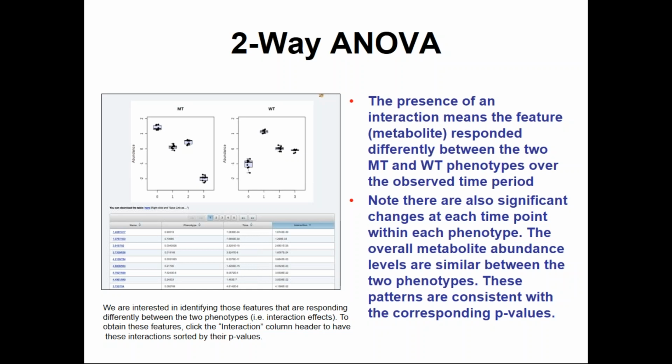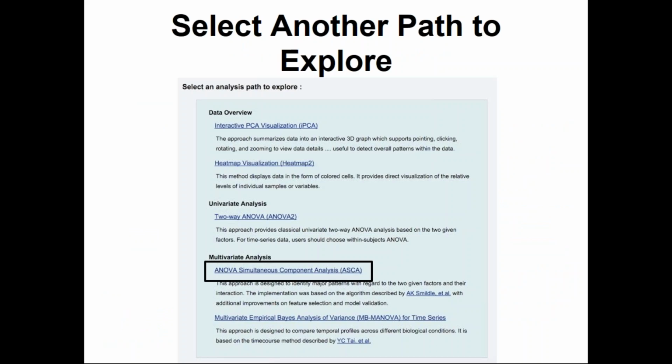In this case, we've looked for the one with the most extreme p-value under interaction, and we've selected this particular compound, and you can see where things are essentially going in opposite directions. At time 0, one is high in the mutant, and at time 0, it's low in the wild type. So we could have clicked again on the time feature or on the phenotype, and again looked for the most significant in terms of p-values from this. So that's showing us some examples of interactions.